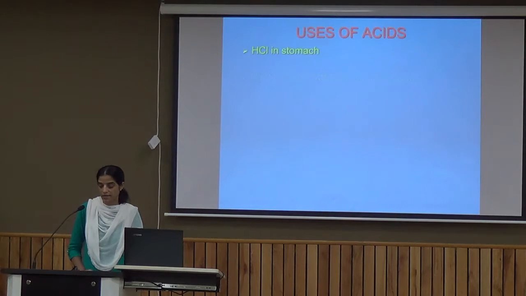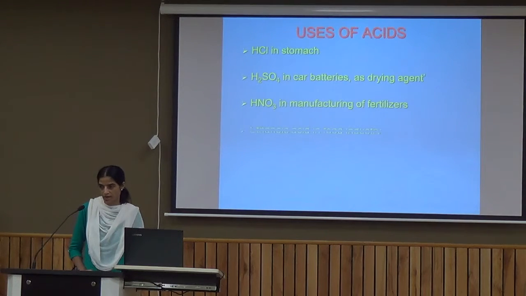Now let us see this slide, which identifies some uses of acids, that is the applications in our daily lives. We all know HCl is found in the stomach, it helps in digestion of food. Then sulfuric acid is present in car batteries as a drying agent. Then nitric acid is used in manufacture of fertilizers. Similarly, ethanoic acid is used in the food industry. Ethanoic acid is basically which acid do you think?